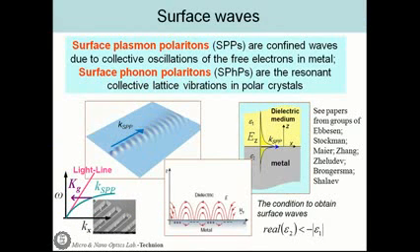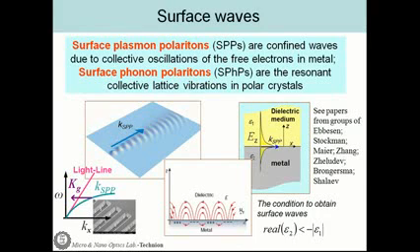In order to observe the optical spin-Hall effect or spin-orbit interaction, we utilize surface waves. Surface waves are evanescent waves. They can be surface plasmon polaritons, which are confined waves due to collective oscillations of the electrons in metal, or surface phonon polaritons, which are resonant collective lattice vibrations in polar crystals. For visible radiation, we utilized surface plasmon polaritons, but for mid-infrared radiation, for thermal emission, we utilized here the surface phonon polaritons.